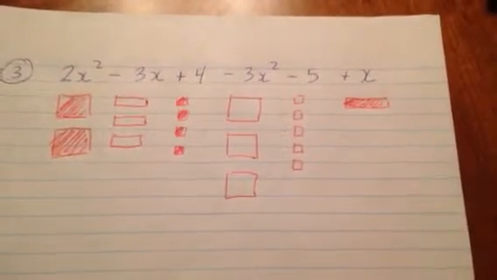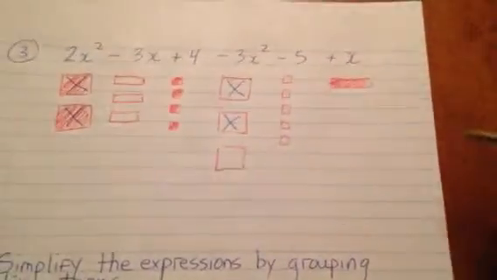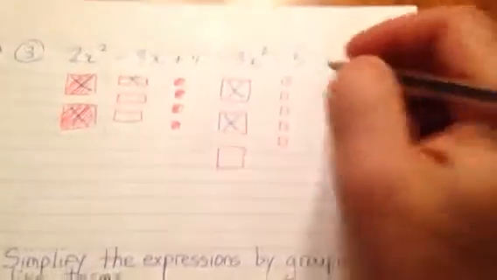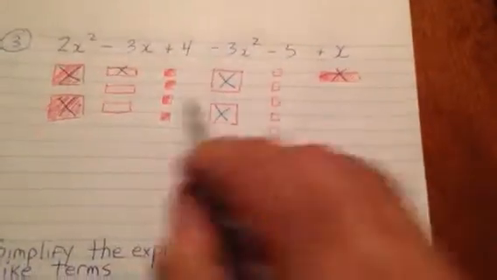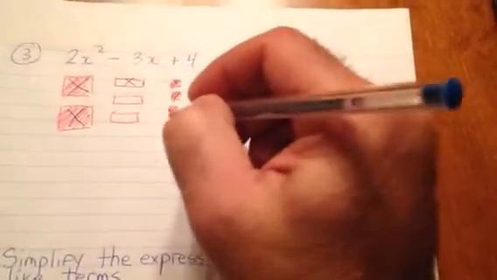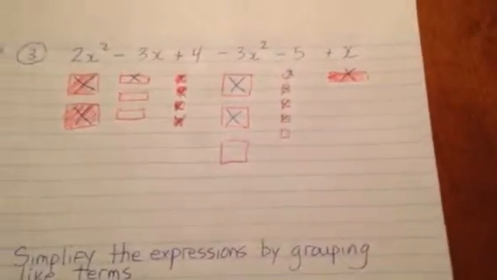Now we look for 0 pairs, and there's a whole pile of them. We have this one and this one will cancel with these two, so they're 0. We have this guy and this guy here, these x, negative x and positive x canceling out. We have these 4 and 4 of these canceling out. And there's what we have left.